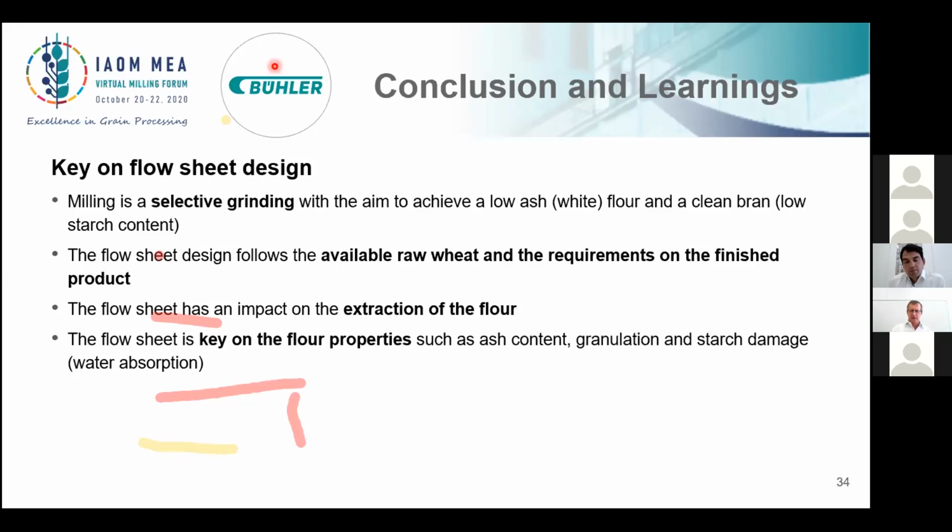We can say, and millers confirmed, that the extraction can be the same, the starch damage can be the same, the ash is the same. It's all about how many types of flours you want to produce. So again, if you want to have split flour 2 or even 3, then more flour streams will be an advantage.